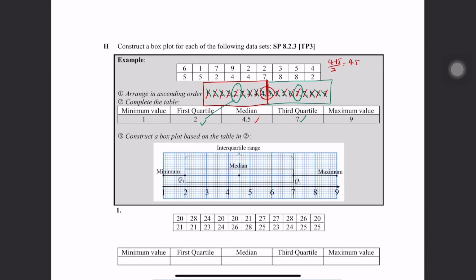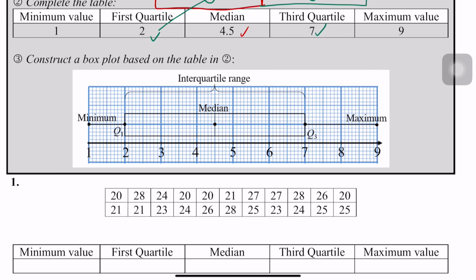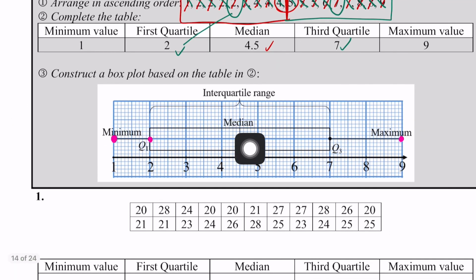So then you need to draw it like this. For the minimum value, you draw a dot over here. I'm using the pink one. Then the maximum is 9, so you draw a dot over here. For the first quartile, which is 2, you draw a dot on top of 2. Then the median is 4.5, you draw a dot over there. And then the third quartile is 7, you draw a dot. Then you need to connect Q1 and Q3, so you draw a box.